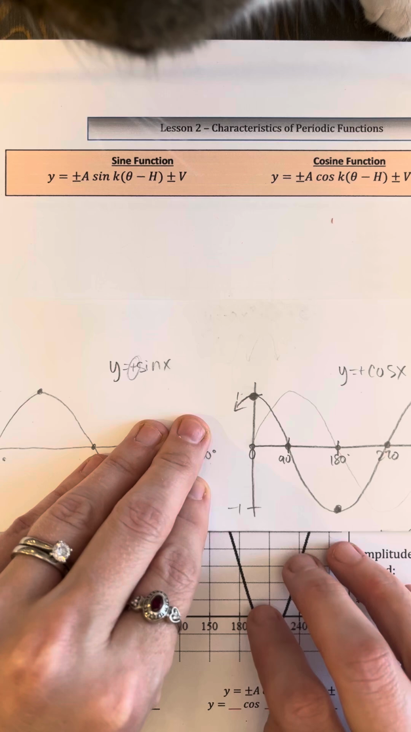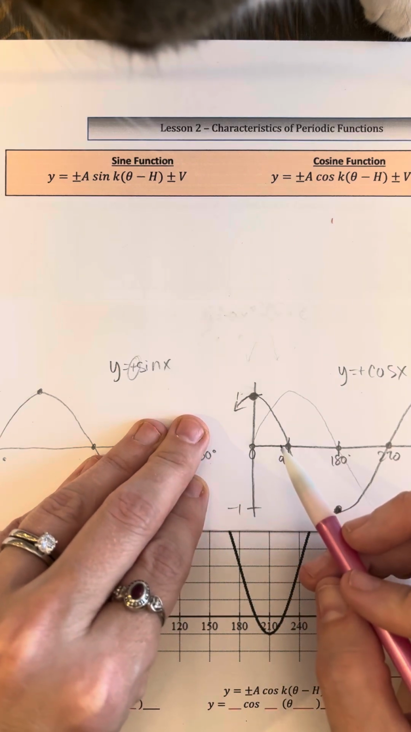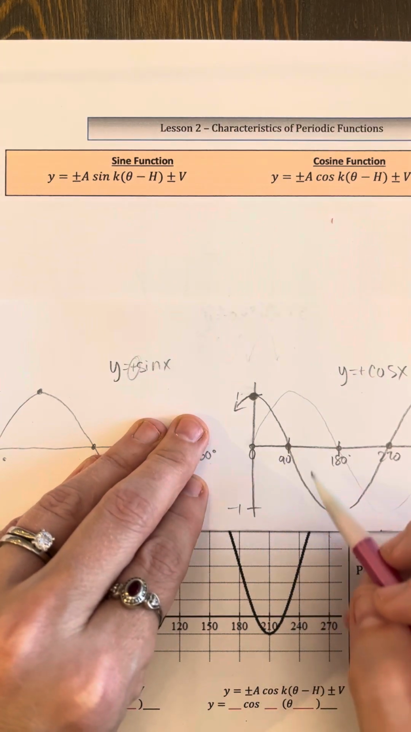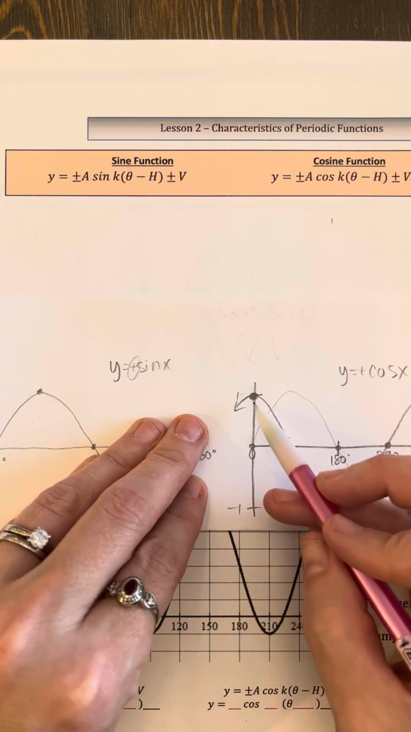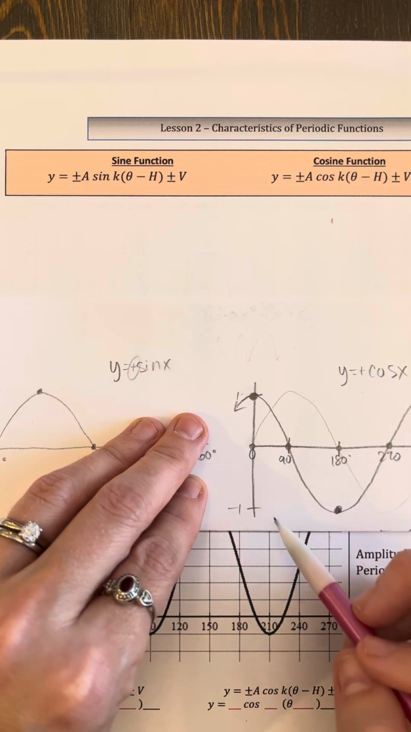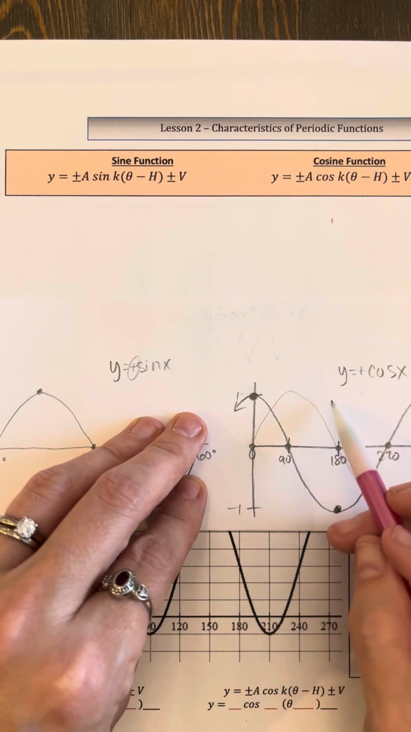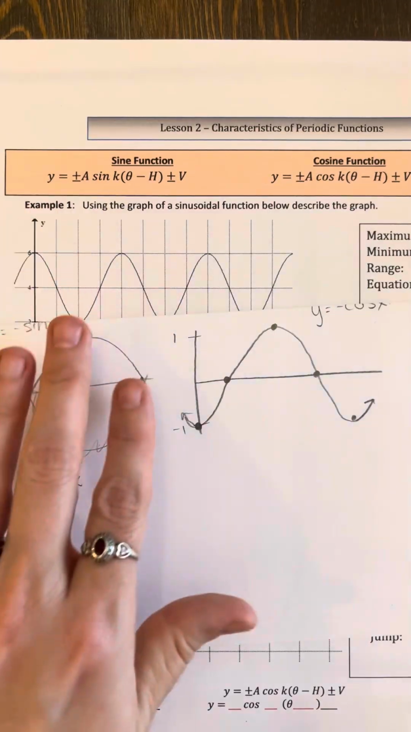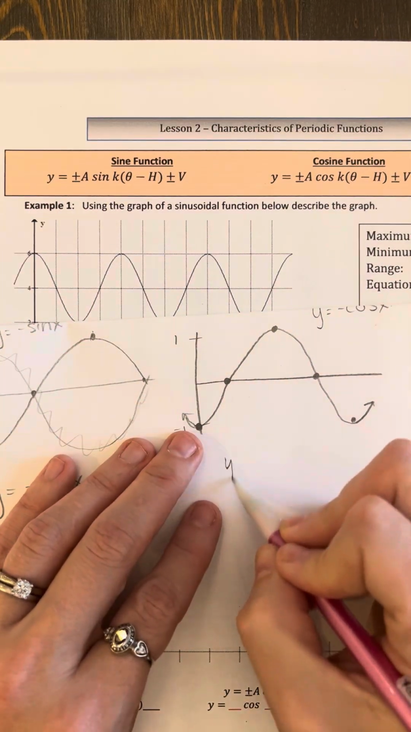Now the negative cos wave would do the opposite of this dark wave. So instead of starting at a crest and going to a minimum, it would start at a minimum and go to a crest. So it would look like this. Okay, so this is the negative cos wave.